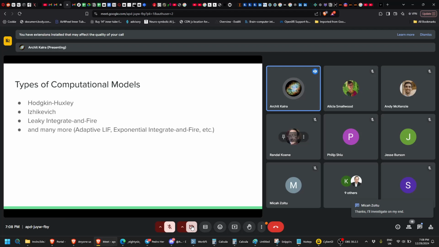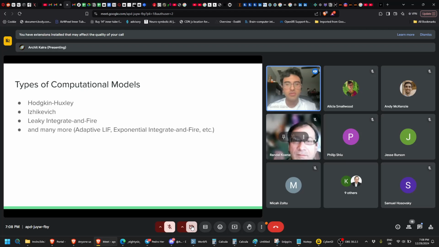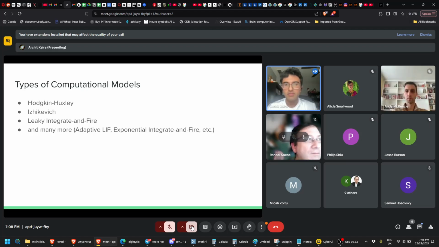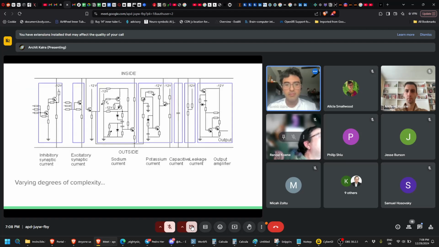We know we have Hodgkin-Huxley, which was the big, many differential equations used to describe ionic dynamics within neurons. There's the Izhikevich model, which is a more simplified version of that. There's leaky integrate and fire, which this paper uses, and then there's many more: adaptive leaky integrate and fire, exponential integrate and fire, and so forth. The point being, they all stem from a neuron is a circuit, right?